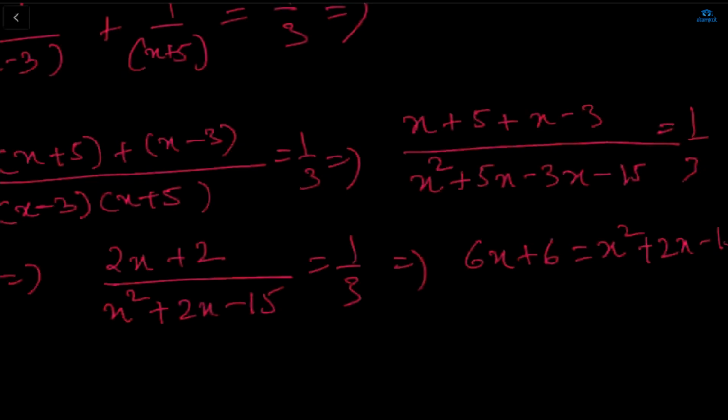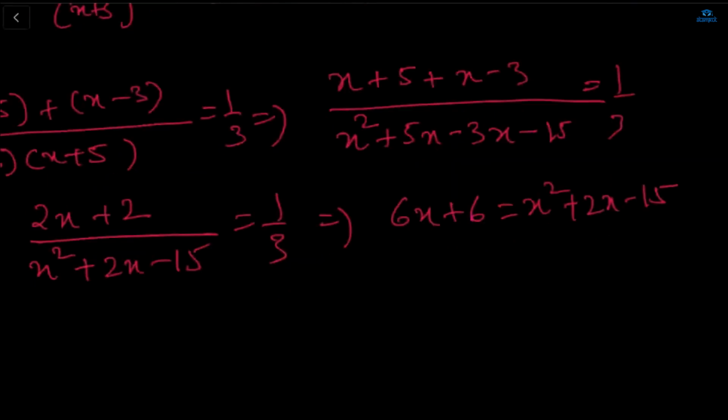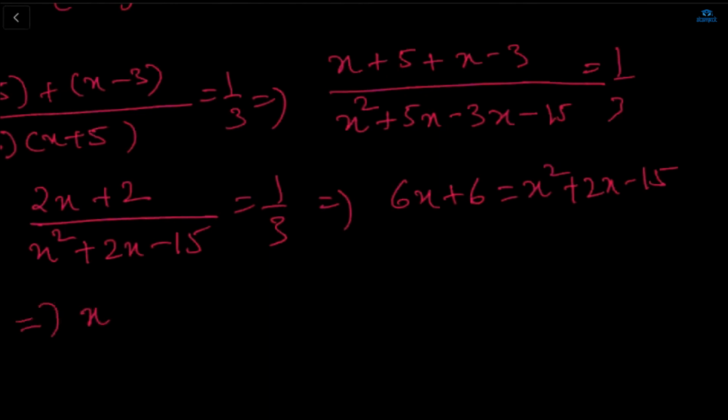So 6x plus 6 is equal to x square plus 2x minus 15. We have done the cross multiplication here. After cross multiplication, you can form the equation. Now bring everything on this side, so it will be x square plus 2x minus 15 minus 6x minus 6 is equal to 0. So it will imply that x square minus 4x minus 21 is equal to 0.